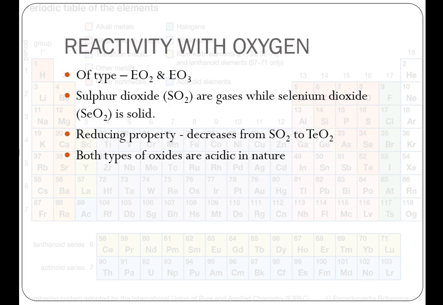Reactivity with oxygen. All elements of this group form oxides of type EO2 and EO3. Sulfur dioxide and ozone are gases, whereas selenium dioxide is solid. Their reducing properties decrease down the group, that is from SO2 to tellurium dioxide. Both dioxides and trioxides are acidic in nature.